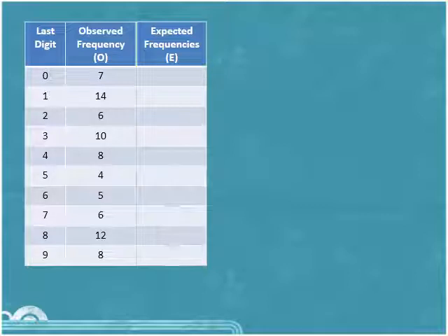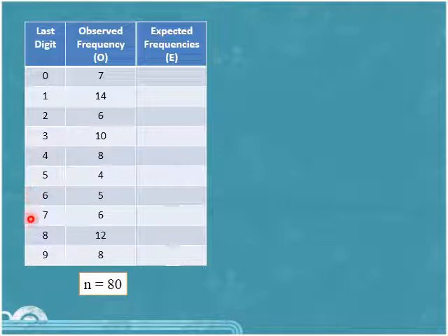Since our null hypothesis was that each of the proportions should be the same, we would expect them to be the same, and since there were 80 observations, we would expect 1/10 of these 80 observations to have the last digit 0. We would expect 1/10 to have the last digit 1. If you're confused about where I'm getting 1/10, it's from the fact that there are 10 different categories here, and we're saying we would expect them all to be the same.